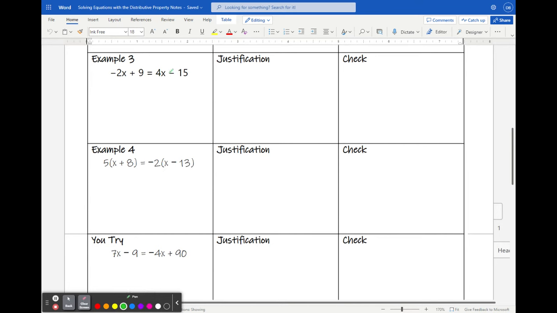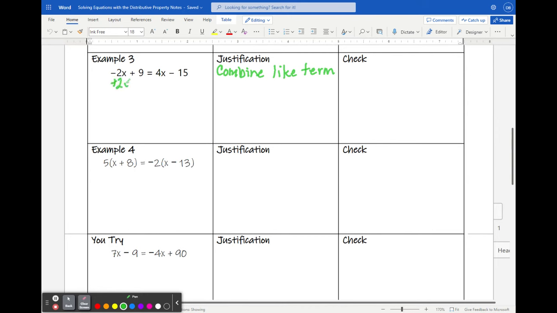Here we don't actually have any distribution, but we have variables on both sides. So I need to get the variables on one side, and then I'll deal with the constants. So this one is a positive, and this one is a negative. If I remove a negative, I add it. So let's pull the variable over here so that it stays positive. So my first step is combine like terms to get the variable on only one side.